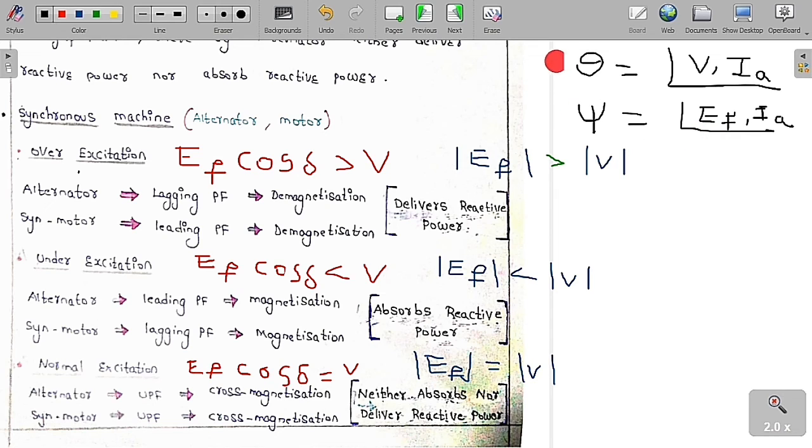So for the alternator, we define the power factor with respect to theta, and for the motor, we define the power factor with respect to psi. This is a very important concept that you always need to understand. For alternator and motor, only the power factors get changed, but the concept is the same. The demagnetization effects and the amount of reactive power, everything is the same.